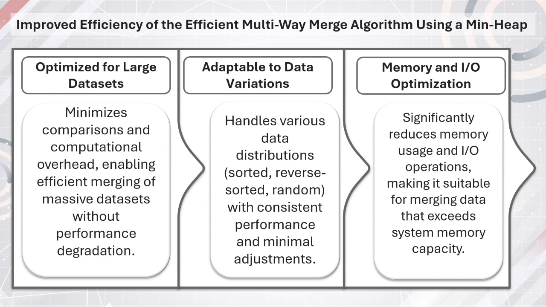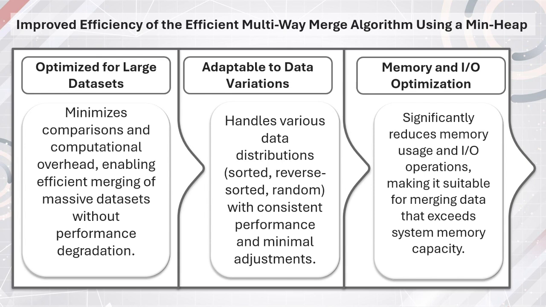Each of the k sorted input streams contributes its smallest unprocessed element to a min heap. The min heap efficiently keeps track of the smallest element across all inputs with order log k operations. This significantly reduces the number of comparisons needed and enhances computational efficiency. Why is this ideal for large data sets?